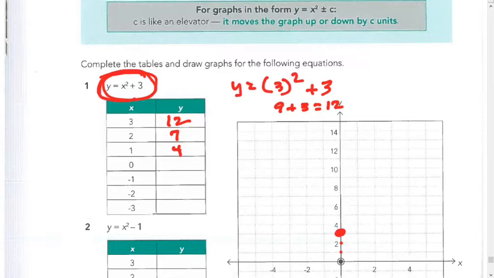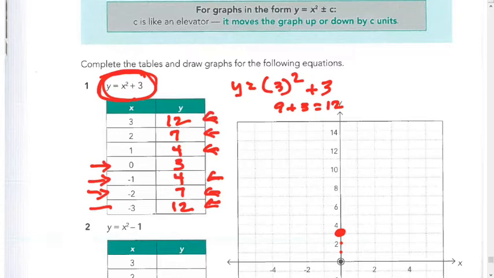0 squared is 0, plus 3 is 3. -1 squared is 1, plus 3 is 4. Now, I don't even have to do the rest of them because we know that since it's absolutely symmetrical, a mirror image, that once I get past 0 and start doing these negative numbers, they're going to give me exactly the same numbers as I got from their positive values. They have to, okay? It's always going to be that way.